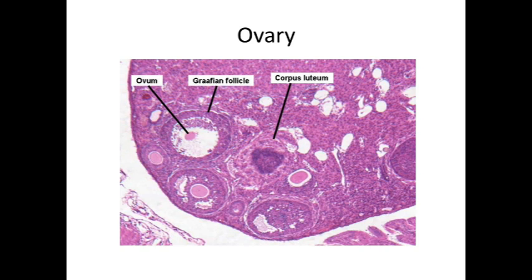After the mature or Graafian follicle expels its oocyte from the ovary, the remaining follicle turns into a corpus luteum. As you can see, the corpus luteum is similarly colored to the rest of the tissue of the ovary, but there's a slightly different texture to it.